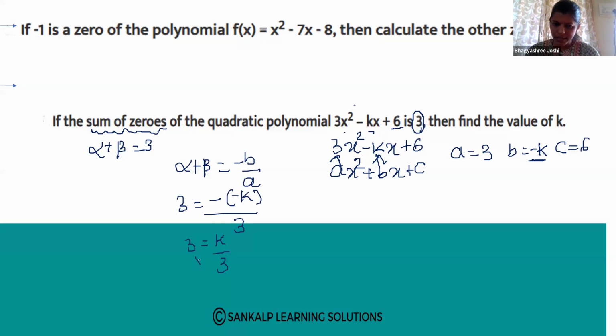Transfer this 3 to this side. You will get 3 into 3 is equal to k. So 3 into 3 is 9. Therefore k value is 9. This question can be asked for 1 mark. So k value is 9 here. Understood? Do you have any doubt?